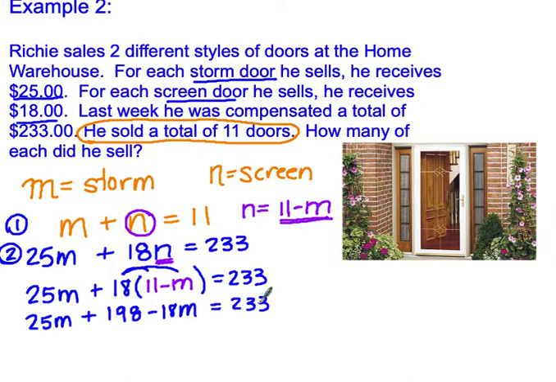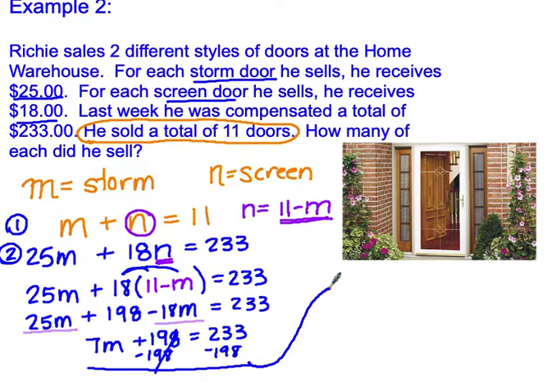Now I'm going to take a moment and collect my like terms on the left-hand side. That's 25m minus 18m. When I subtract those, I'll get 7m plus 198 is equal to 233. And now I can solve this two-step equation. I'm going to subtract 198. Since I'm running out of room, I'm going to jump over to this side, and I'll have 7m is equal to 35, and I'm going to divide both sides by 7, and that means the number of storm doors that Richie sells is 5.